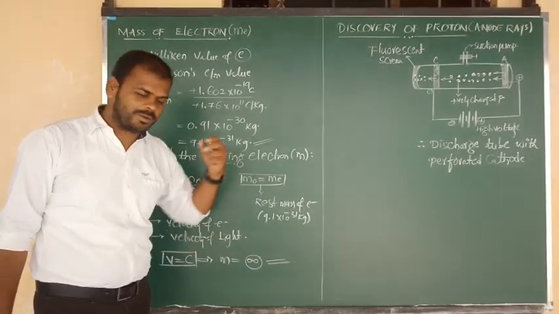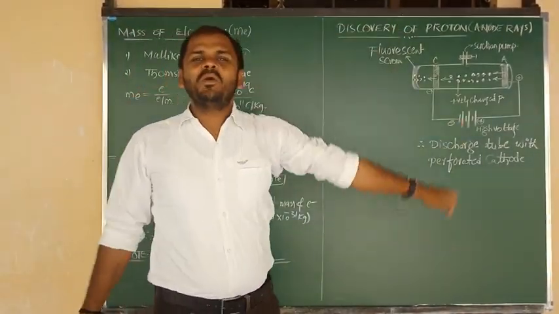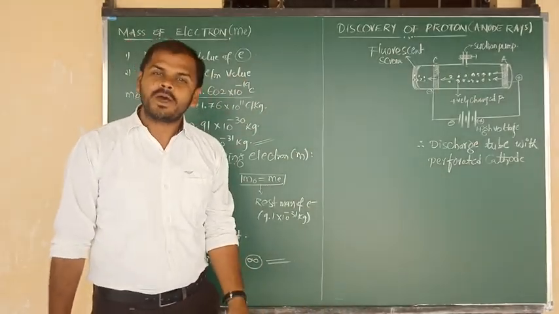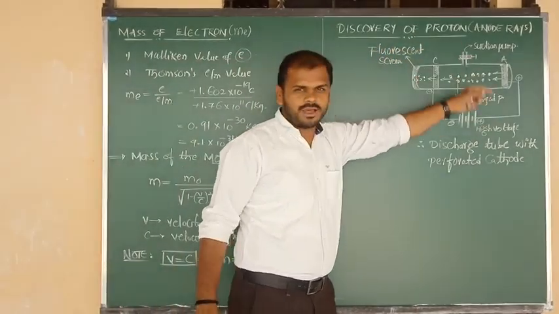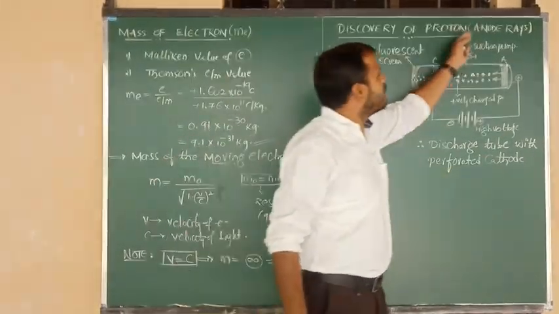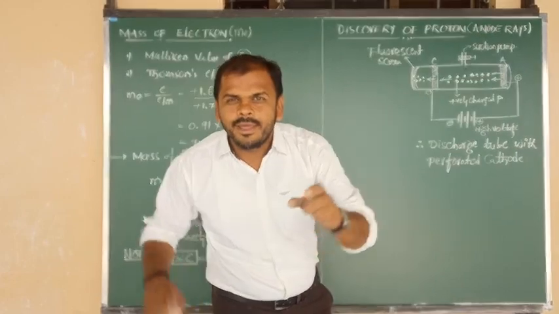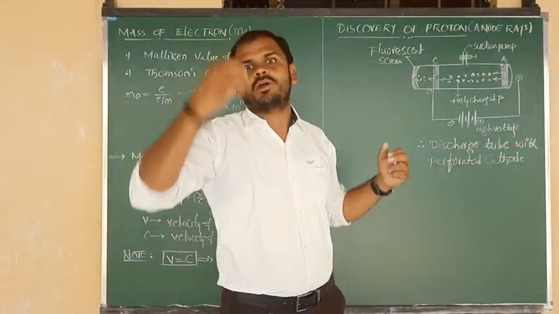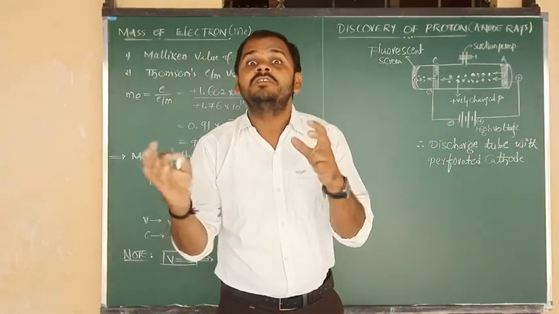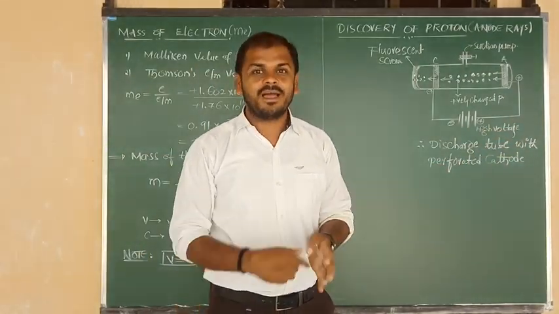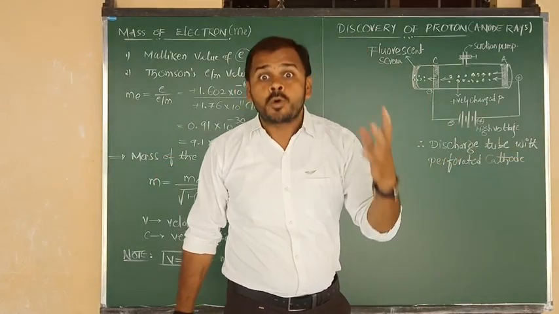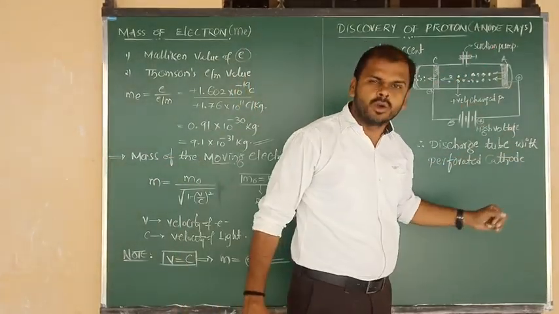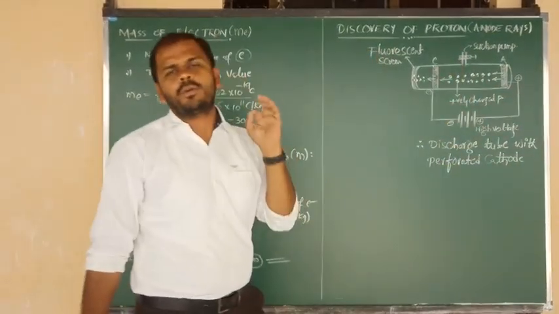Good. Now I am going to discuss another subatomic particle discovery, that is the proton. What is meant by proton? Anode rays, and also we can say canal rays. Canal rays mean the flow of positively charged particles, the flow of positively charged protons. Such a flow of positively charged protons is known as canal rays, anode rays, or simply protons.